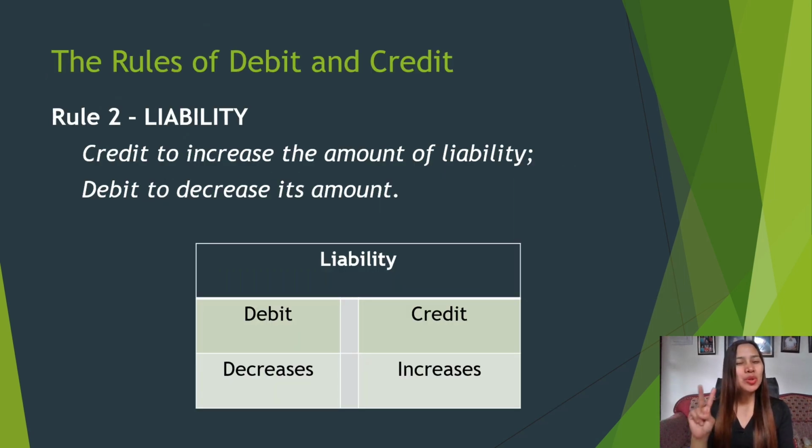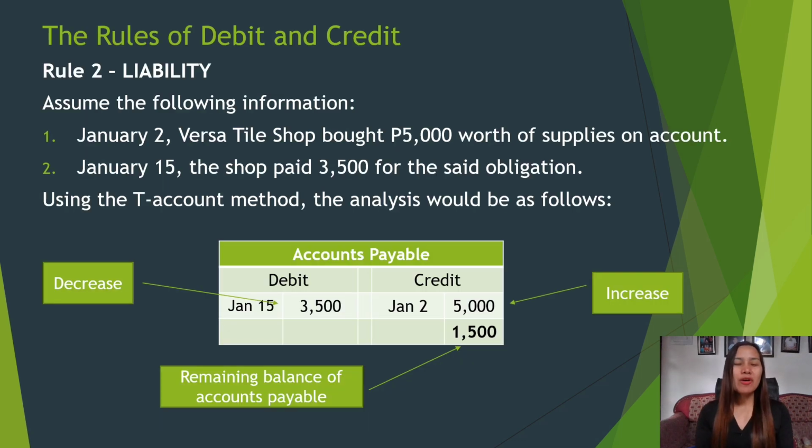Okay, rule 2, liability. Credit means to increase the amount of liability. Likewise, debit means to decrease its amount. So you can see in the table on the left-hand side, debit decreases the liability amount, and on the right-hand side, credit increases liability amount.